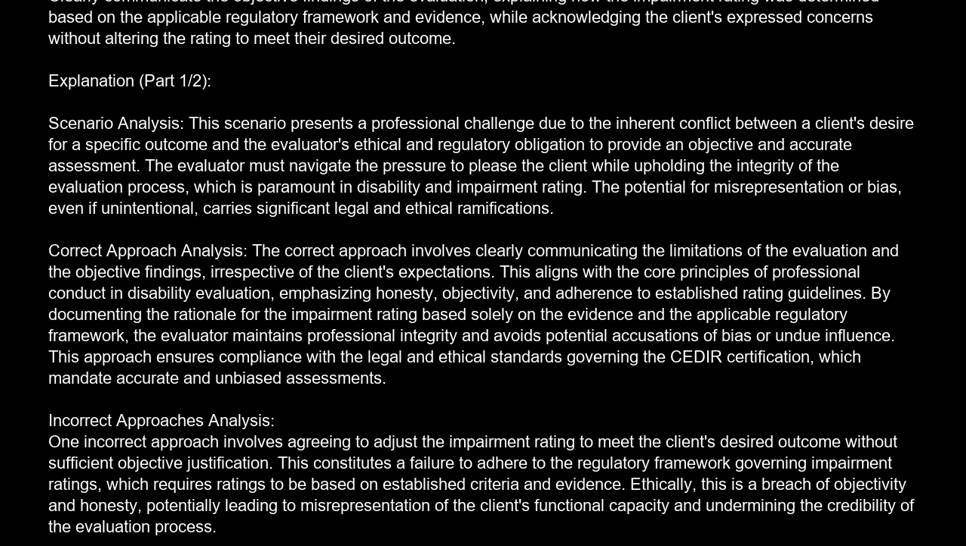Correct approach analysis. The correct approach involves clearly communicating the limitations of the evaluation and the objective findings, irrespective of the client's expectations.